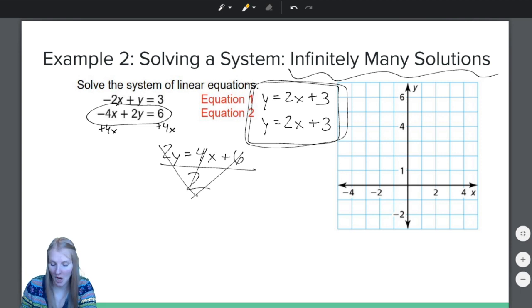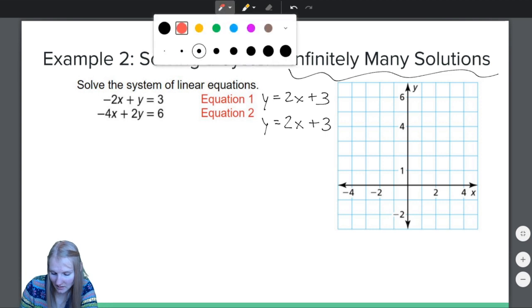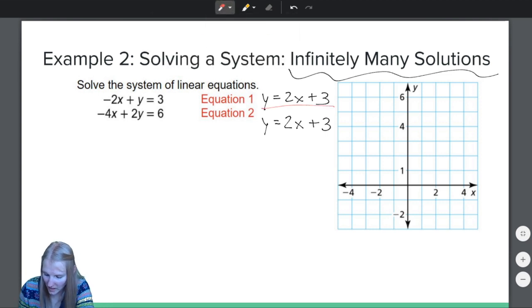Oh my. So what will happen? Let me clean this up a little bit. What will happen when I graph these? If I graph the first equation, I go up 3, and then my slope is 2, so I go up 2 over 1.